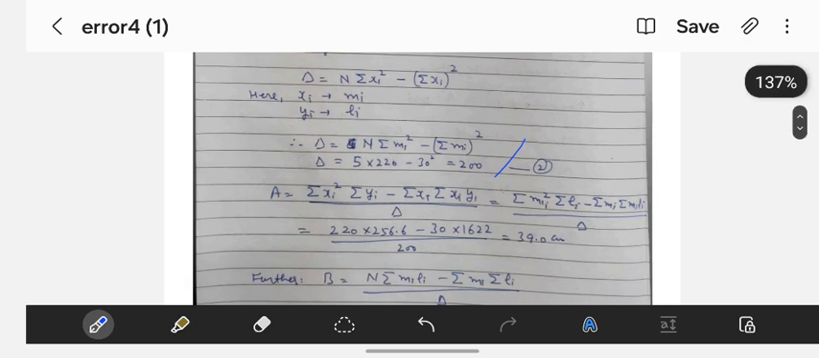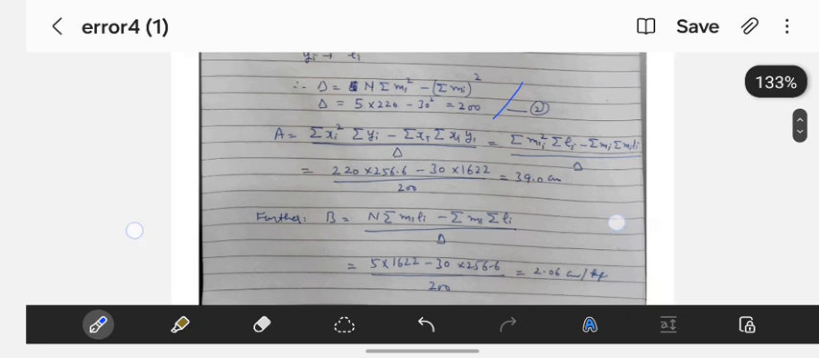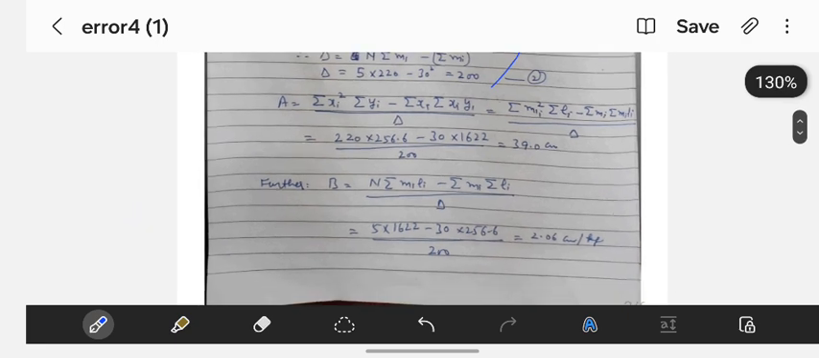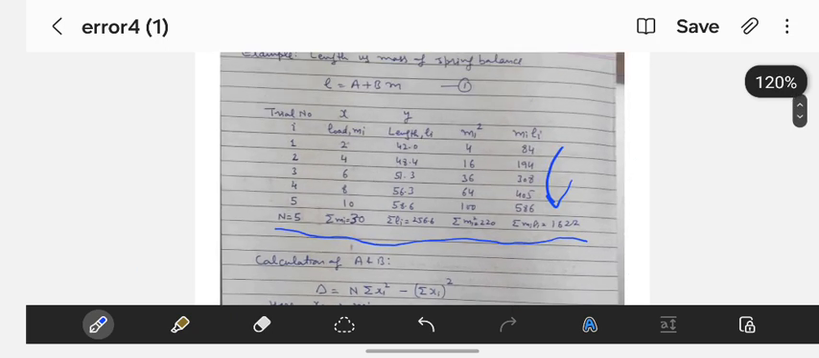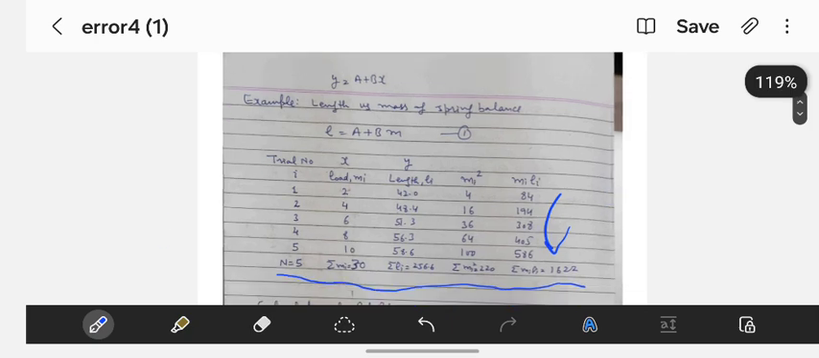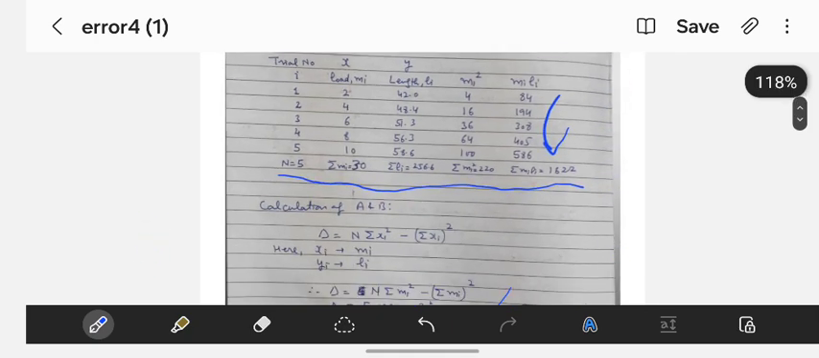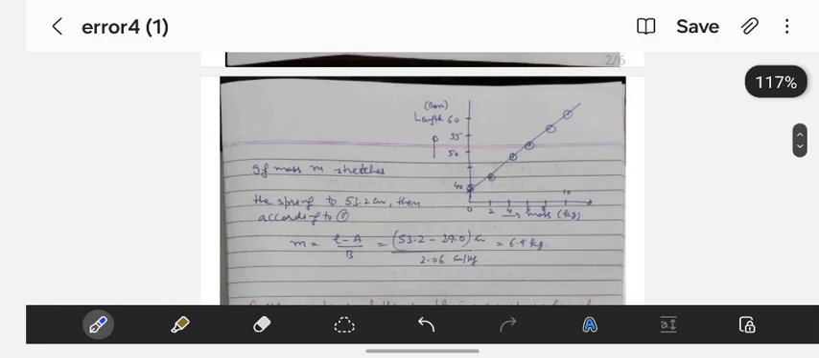Now a will be this divided by delta. So you will get 39, and b you will get 2.06. Now you have the a and b, so you can just put in the y equal to mx plus c equation, that is for the straight line, and here it is L equal to a plus bm. Okay, here b is slope, a is intercept. So you will get a straight line like this.